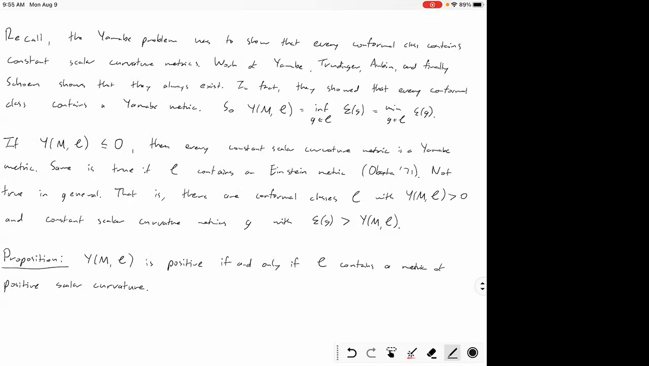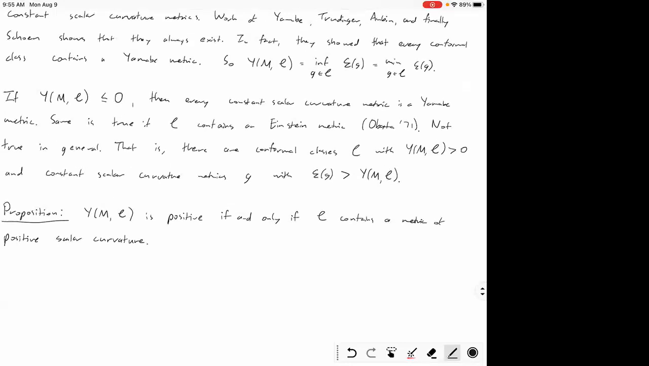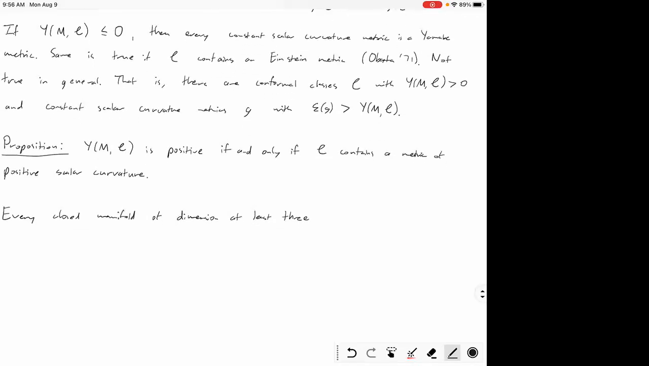Okay. So let me say a few words about positive scalar curvature. So let me point out every closed manifold of dimension at least 3 admits metrics of negative scalar curvature.